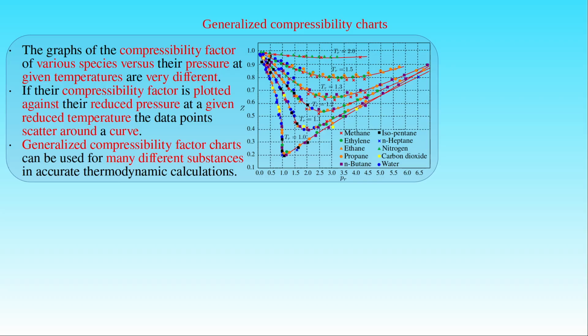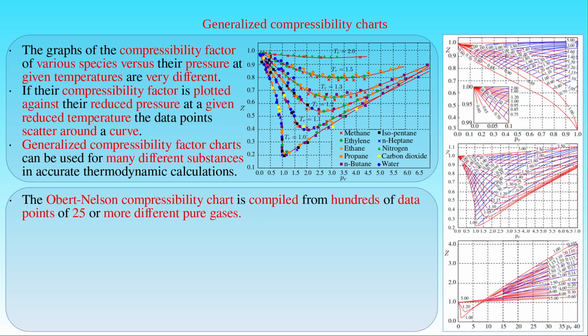The most commonly used chart has been the Obert-Nelson chart, which is compiled from hundreds of data points of 25 or more different pure gases, achieving an accuracy within 1 or 2% for compressibility factors greater than 0.6, and within 4 or 6% for Z values between 0.3 and 0.6.